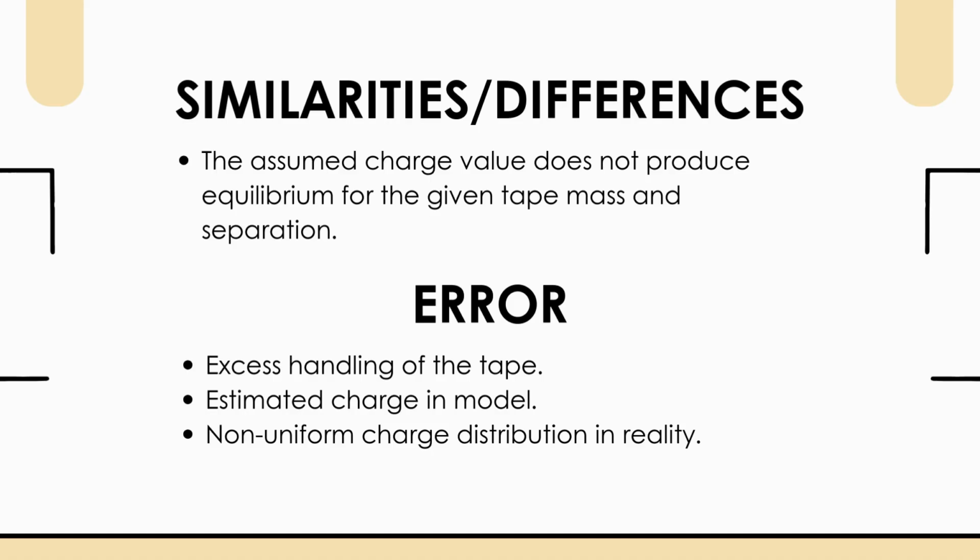So, what are the similarities and differences between our coding, our computational model, and the actual lab we completed? Well, the assumed charge value does not produce equilibrium for the given tape mass and separation in the computational model. Error from this could be excess handling of the tape, leading to loss of charge. We also used an estimated charge in the computational model. And then there is also non-uniform charge distribution in reality. We assumed there was a uniform charge distribution, but this is really not the case.